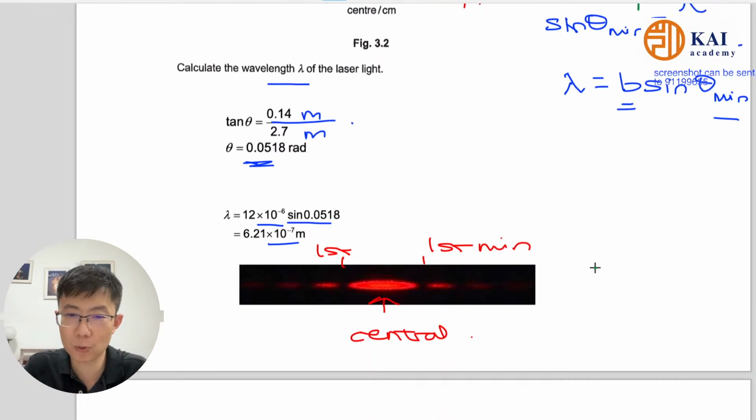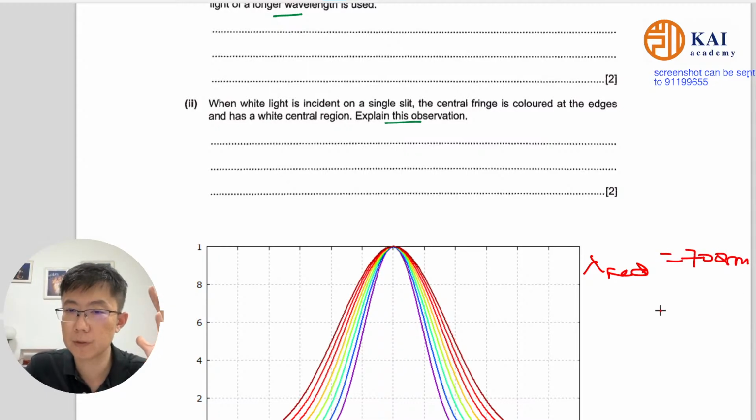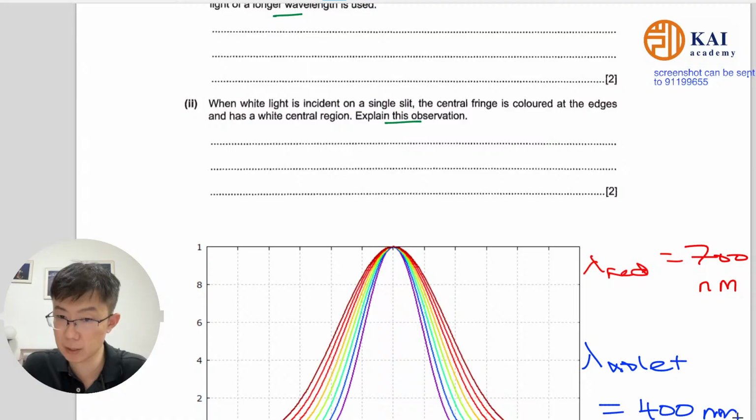You guys don't know this yet, but in year 2, in a topic called quantum, it becomes very useful for you to remember the wavelength of the visible spectrum. Red color has a wavelength of approximately 700 nanometers, whereas violet has about 400 nanometers in wavelength. These are just approximations, because it's always a range.